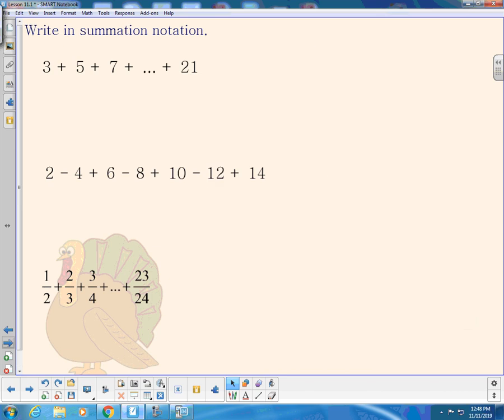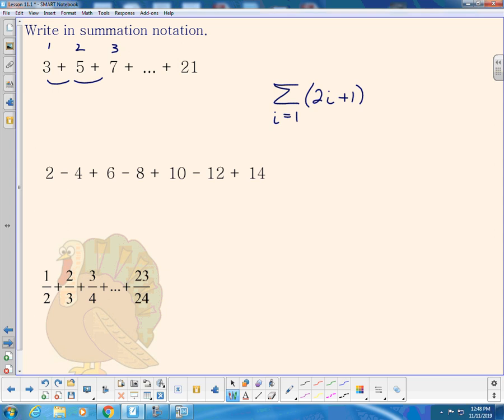Write in summation notation. What time's the bell ring? 51? 51. All right. So what is going on here? We've got to figure out the pattern. We have to figure out the function. So it's going to do this. What's the function? I see that it's going up by 2. So it's 2i plus 1. Wait. 2 times 1 plus 1, right? Does that work? Yeah.